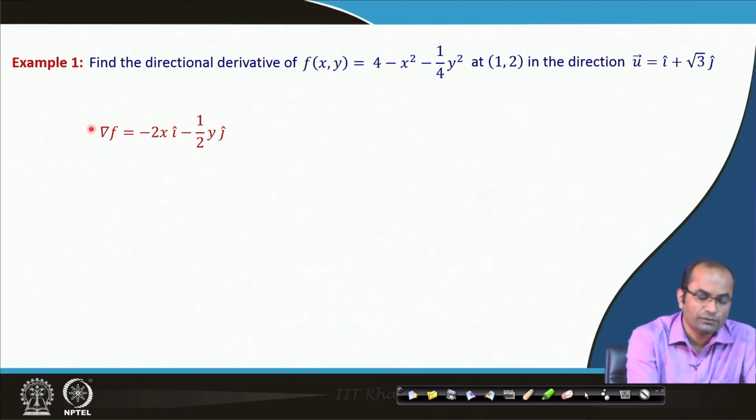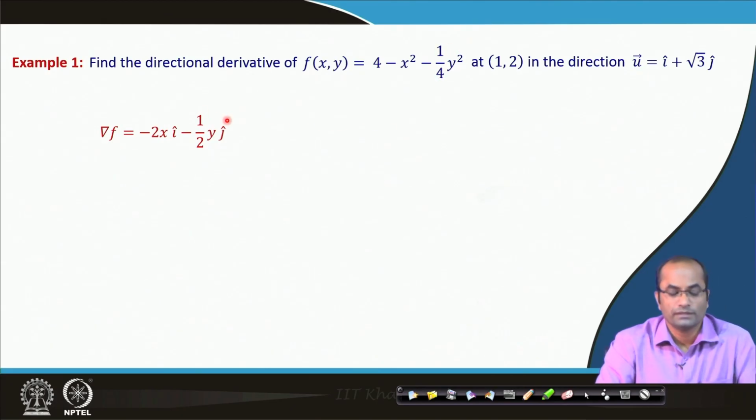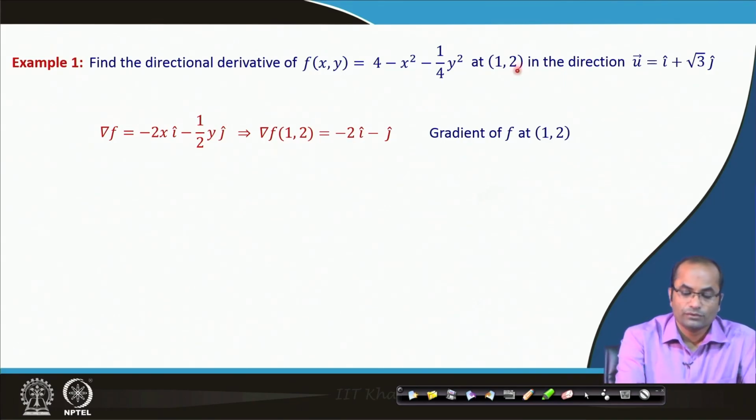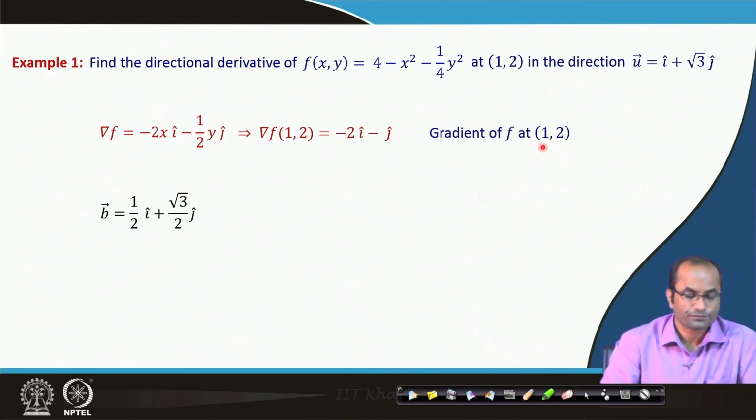Also, we need to evaluate the gradient of f, which is the partial derivative with respect to x, that is minus 2x as the first component, and the second component will be with respect to y, that means you will get 1 by 2 y. So, that is the gradient of f, and we want to evaluate it at (1, 2). This will be given by minus 2i minus j. So, this is the gradient of this function f at the point (1, 2).